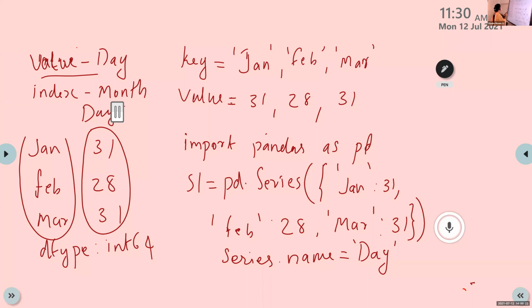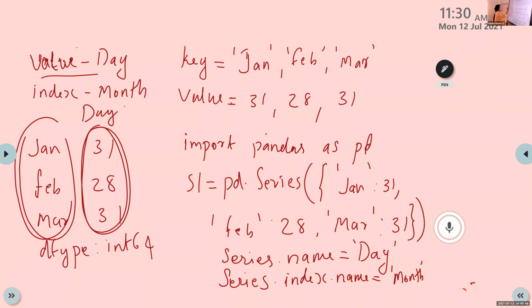The next statement, we want to name this index value as month. For giving the index a name month, write the statement series dot index dot name is equal to month. Okay. So I will explain these two statements. Our purpose is to name the value column and also the key column. We want to give a name for the index column and also for the value column. For the index column, the name is month, and for the value column, the name is day.